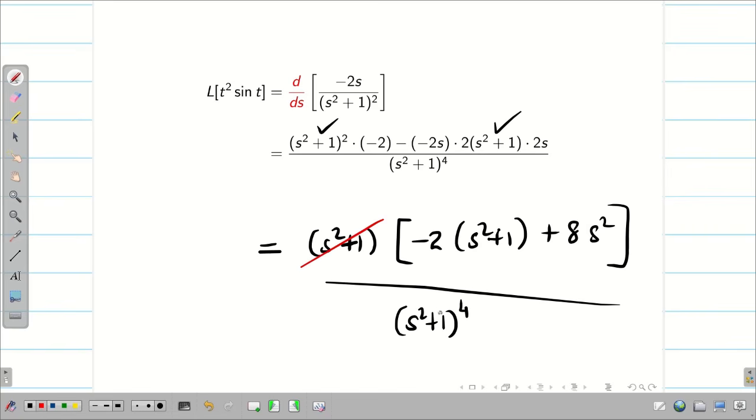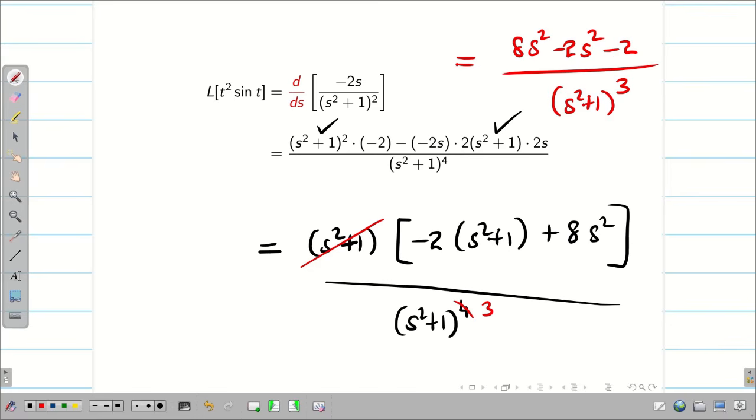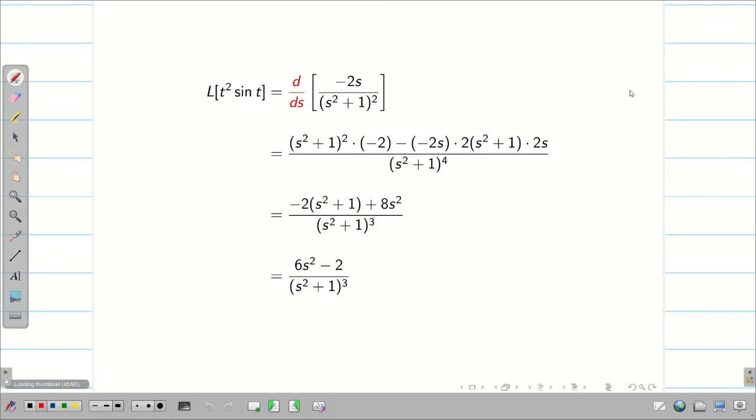Now we can cancel this s square plus 1 with the denominator, and then finally we get 8s square minus 2s square minus 2 divided by s square plus 1 whole cube. So it is going to be 6s square minus 2 divided by s square plus 1 whole cube. Now we'll go to the next problem.